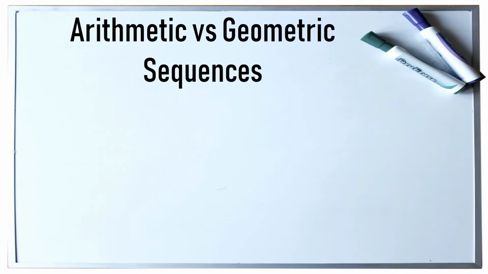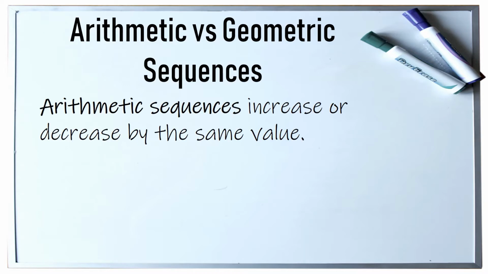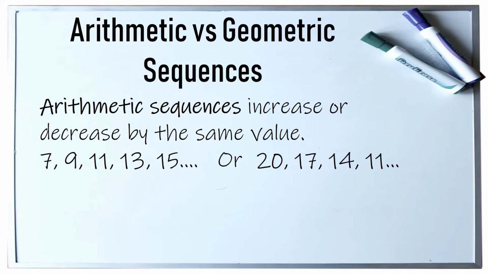Doubling each time makes it a geometric sequence as opposed to an arithmetic sequence. An arithmetic sequence increases or decreases by the same value. For instance, if you start at 7 and you add 2 each time, you get the numbers 7, 9, 11, 13, 15. Or if you started at 20 and you took away 3 each time, you would end up with 20, 17, 14, 11, etc.